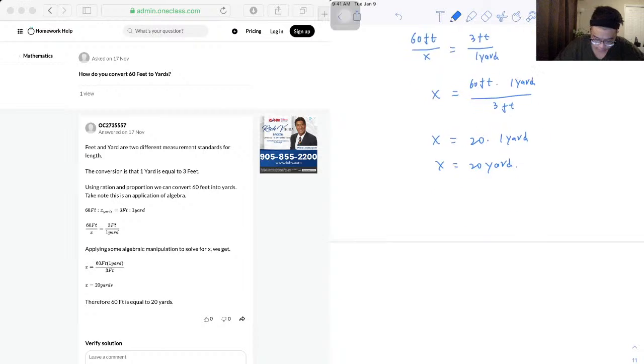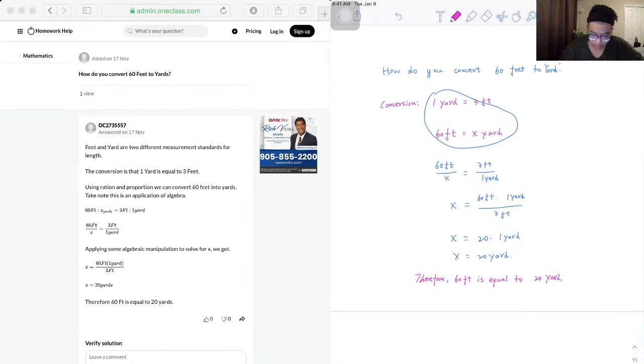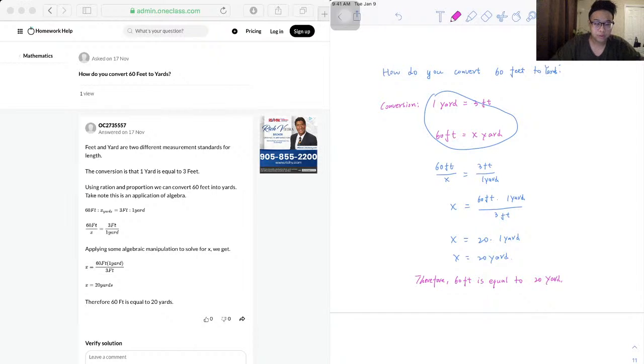Right. And then let's write our conclusion. Therefore, 60 feet is equal to 20 yards. Yeah, so that's all we got for this question. And let's leave a comment there.